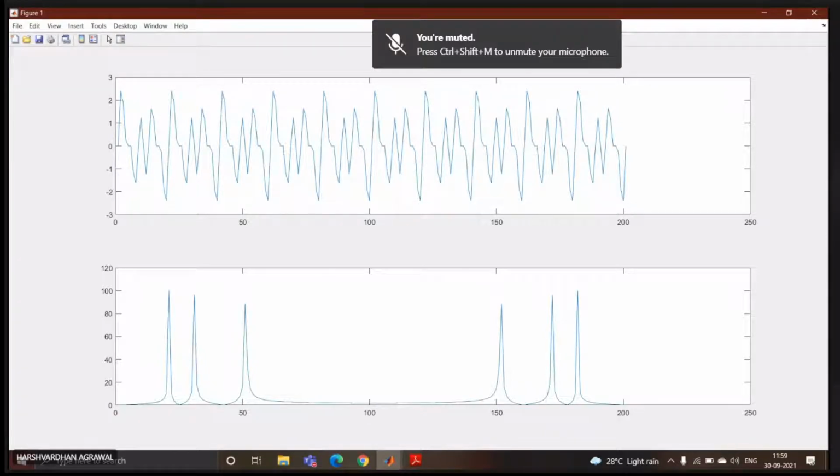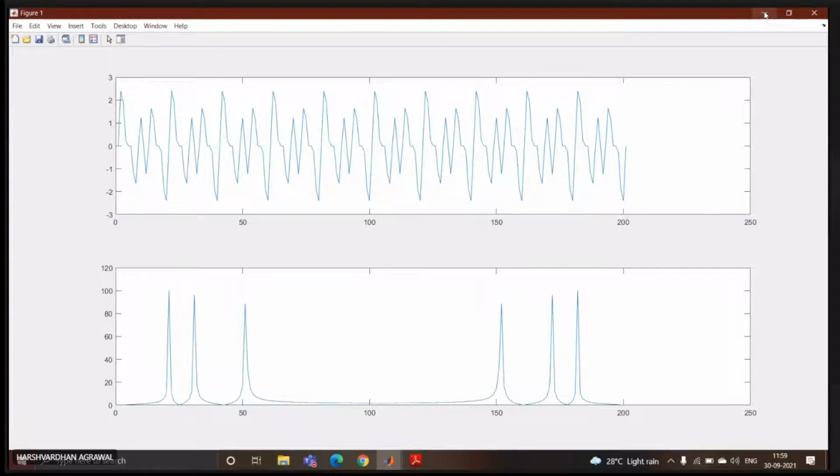Right. So what are the frequency components? So 20, 30, and 100. Is it coming the same as what you have taken? No, sir. What did you take? Sorry, I took 20, 30, and 50, sir. I am getting the same.